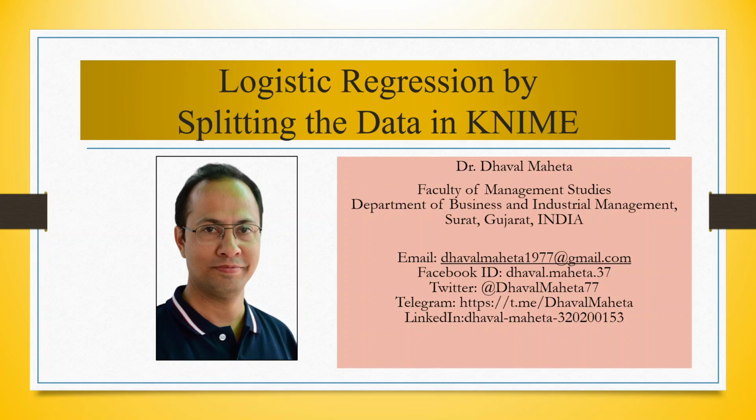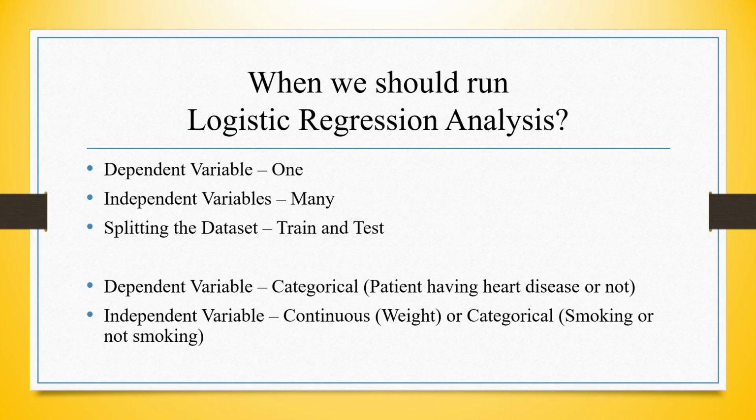This is Dr. Dhaval Maheta, and today we will understand how to run logistic regression by splitting the data in KNIME. So, in case of logistic regression analysis, we have one dependent variable which is categorical. The example of it is a patient having the heart disease or not having the heart disease. The customer will purchase our product or not purchase our product. There can be many independent variables, and these independent variables can be on a continuous or categorical scale.